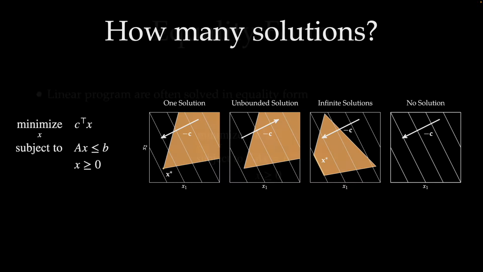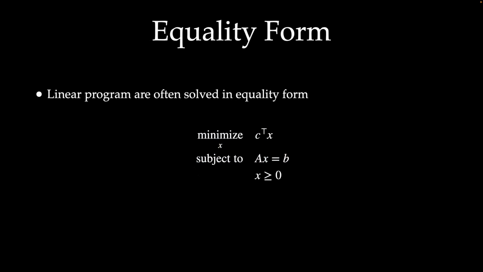Now, the other problem formulation that we want to talk about is equality form. And linear programs are often solved in equality form. Specifically, the simplex algorithm implementation that we're going to be working with today is using this assumption that we are passing in problems in equality form. Okay, so all we've done to get from standard form to equality form is just replacing those inequality constraints of Ax less than or equal to b with equality constraints that Ax is equal to b.